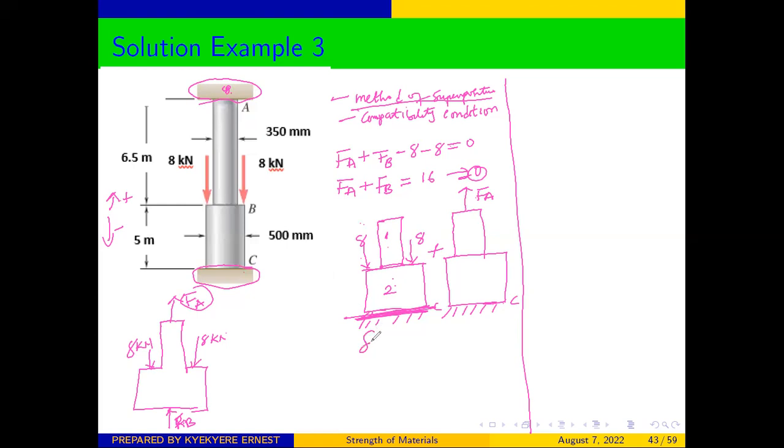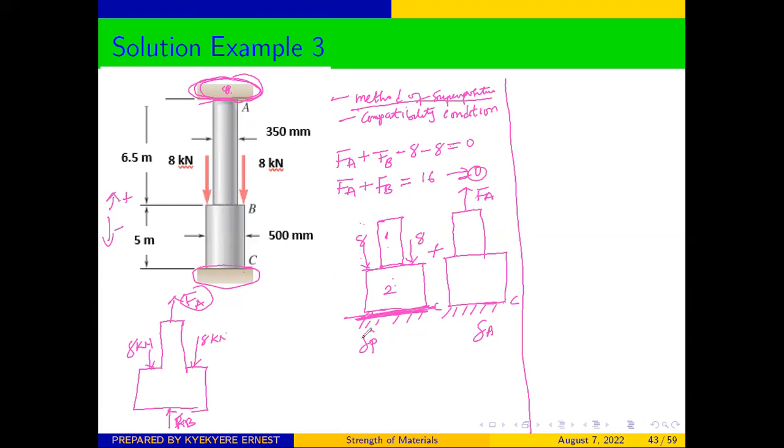So we call that the P. And the second one is helping us to determine the deformation as a result of only the rigid support at A, only by the rigid support at A. Therefore, we can call that deformation the A.